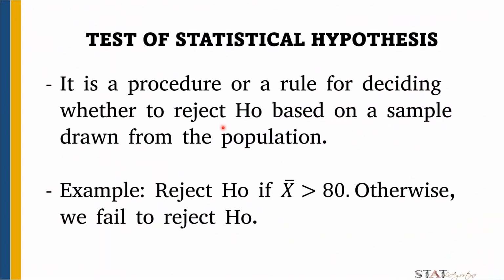Now, what is the test of a statistical hypothesis? If there is a statistical hypothesis, then we have to test it. It is a procedure or a rule for deciding whether to reject H0 based on a sample drawn from the population. For example, reject H0 if X bar, or the sample mean, is greater than 80. Otherwise, we fail to reject H0.